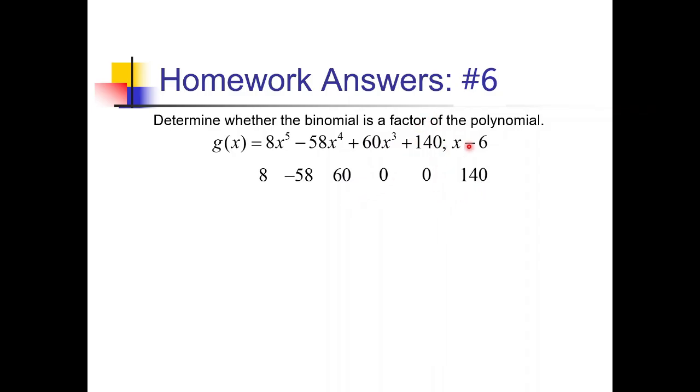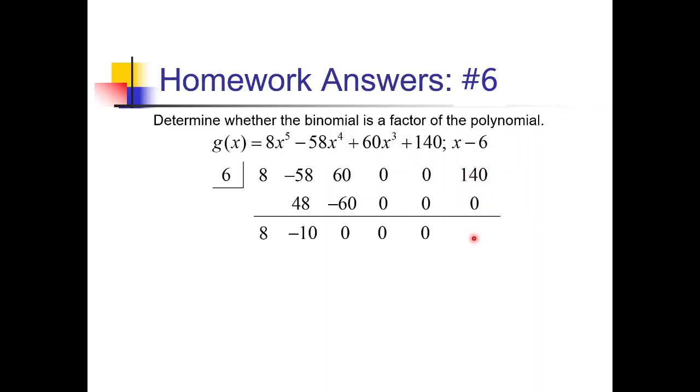We had a k-value of 6. We've got our line here dividing second and third row. Bring down our first coefficient, that's 8. 6 times 8 is 48. Negative 58 plus 48 is negative 10. 6 times negative 10 is negative 60. Plus positive 60 is 0. 6 times that is 0. 0 plus 0 is 0. 0 times 6 is 0. 0 plus 0 is 0. 0 times 6 is 0. And we come up with 140 plus 0, which is 140. Since our remainder of 140 is not 0, that shows that no, x minus 6 is not a factor.